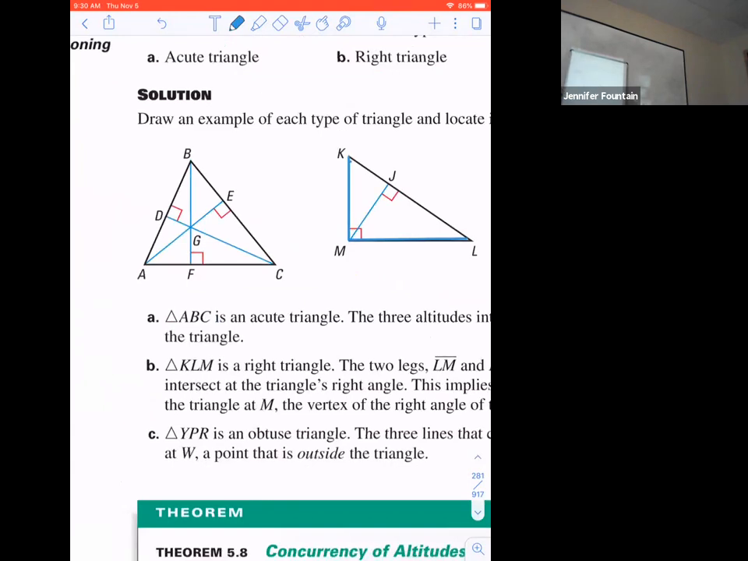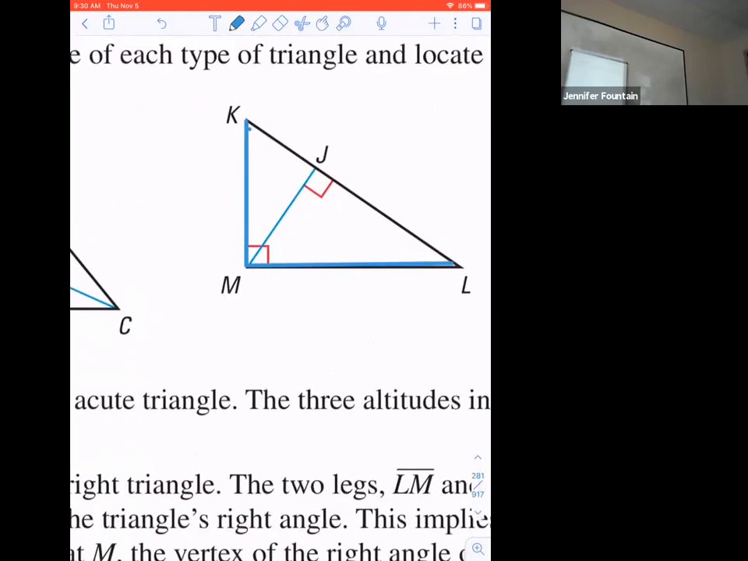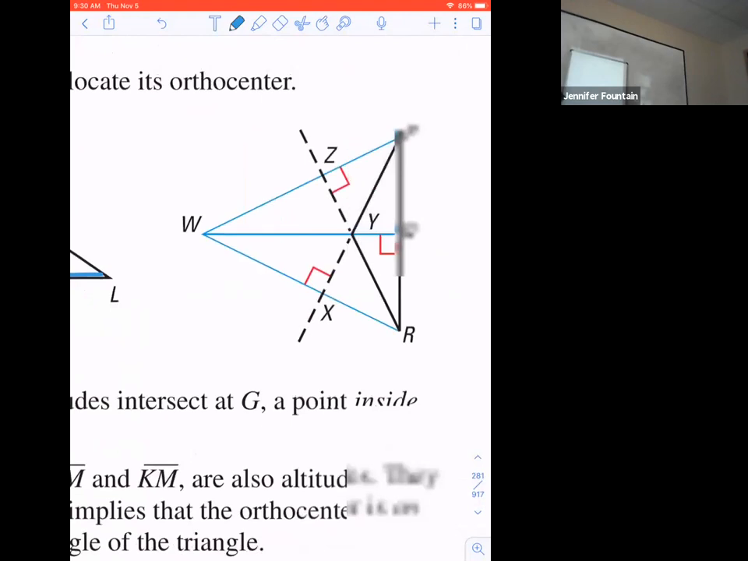We had three for an acute. We only have one altitude, or realistically, we would say it would have three. One of the altitudes would be KM. The other would be LM.